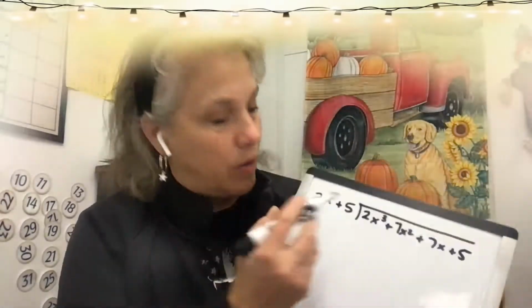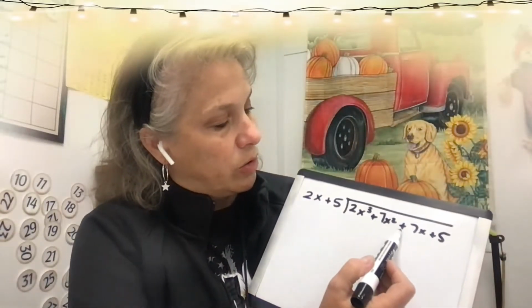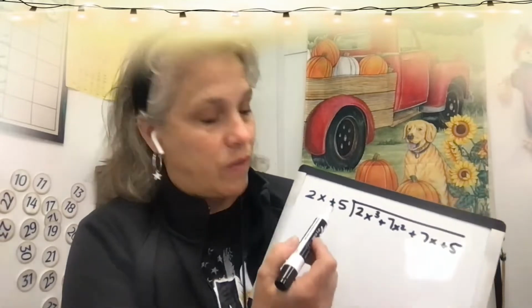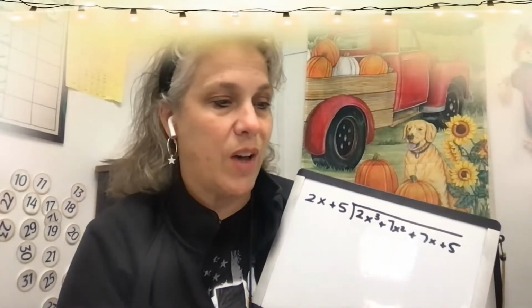So we have a binomial as the divisor, and a polynomial as the dividend, okay? And so here we go. We have 2x cubed plus 7x squared plus 7x plus 5 divided by 2x plus 5. Okay, and this one is not going to have a remainder.